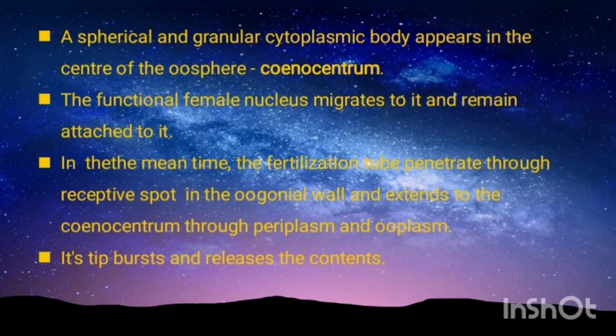So inside the oogonium, what happens? The spherical granular cytoplasmic body occurs at the center of the oogonium. It is called the xenocentrum.